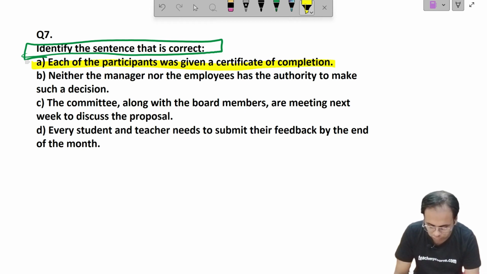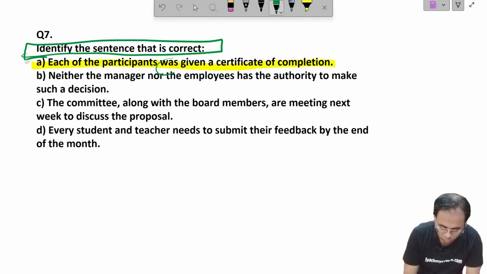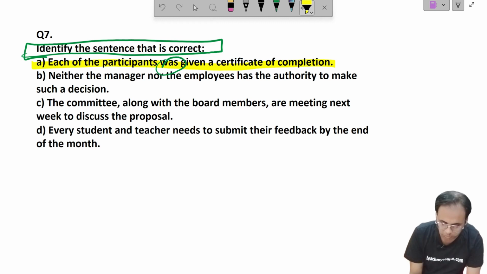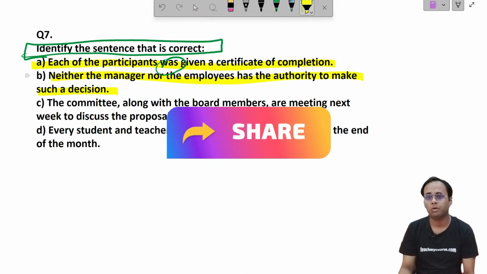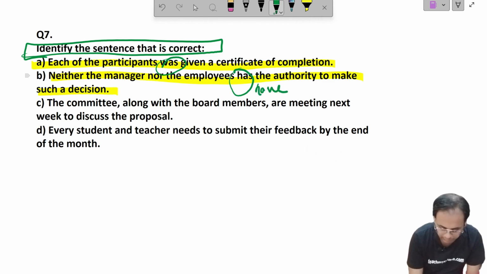So we have each, which is a singular noun, and the singular form of was, that is was, is used, so it is correct. Then we see the second option, neither the manager nor the employees has the authority to make such a decision. So we have neither and nor. We are talking about the manager nor the employees, so have should come, it should have a plural form. Has cannot come, have should have come here. So this is a wrong sentence. First one is correct, this is wrong.